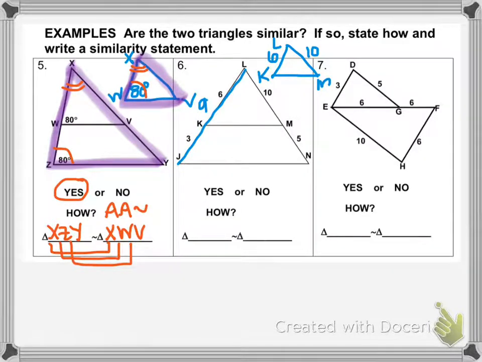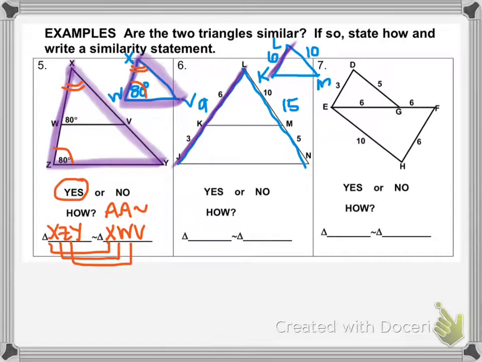And then the side LN on the big triangle has a length of 10 plus 5, which is 15. So that's important to add those and know how long those sides are. So let's see which sides would correspond. The two short sides would be the 9 and the 6. Because I've got some sides here, remember, you're going to set up ratios and make sure that those ratios are equal, and that'll show you that the sides are proportional.